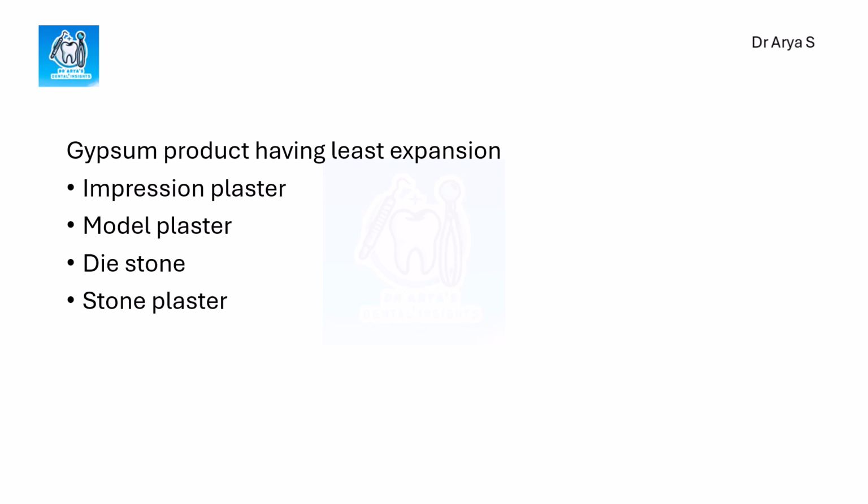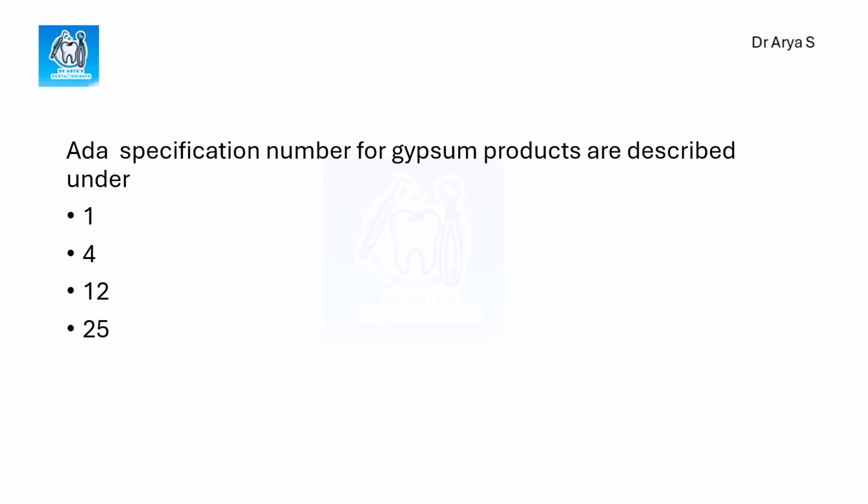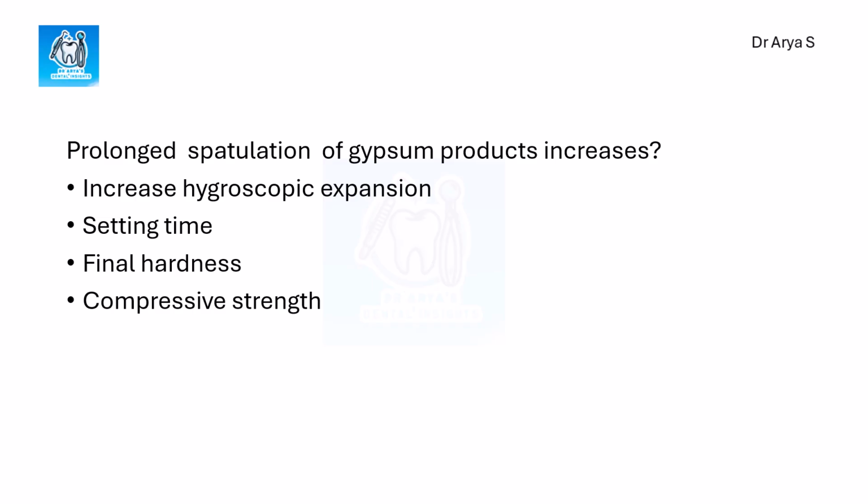Gypsum product having least expansion. Impression plaster, model plaster, dye stone, or stone plaster. Here the answer is dye stone. It has the least expansion. ADA specification number for gypsum products are described under 1, 4, 12 or 25. Answer is number 25. Prolonged spatulation of gypsum products increases hygroscopic expansion, setting time, final hardness, or compressive strength. Answer is hygroscopic expansion.